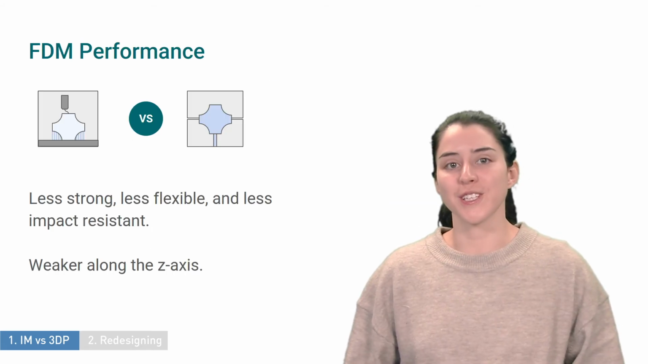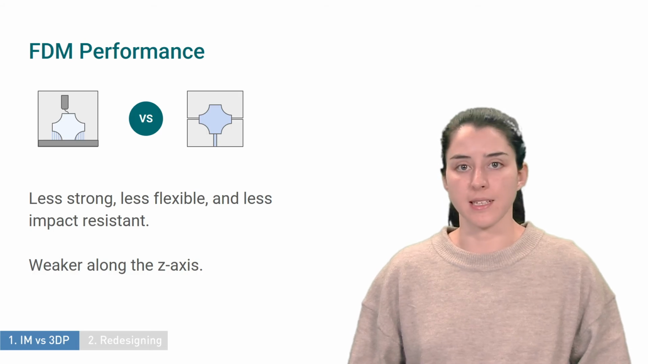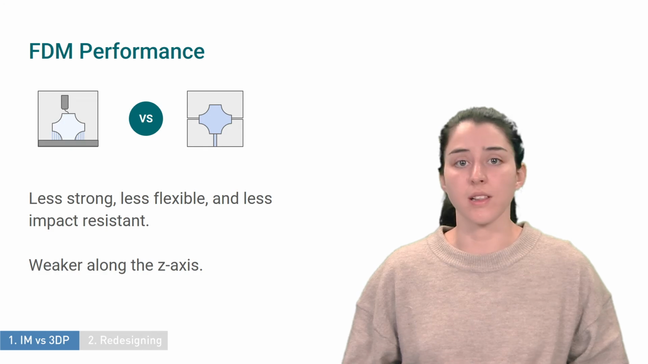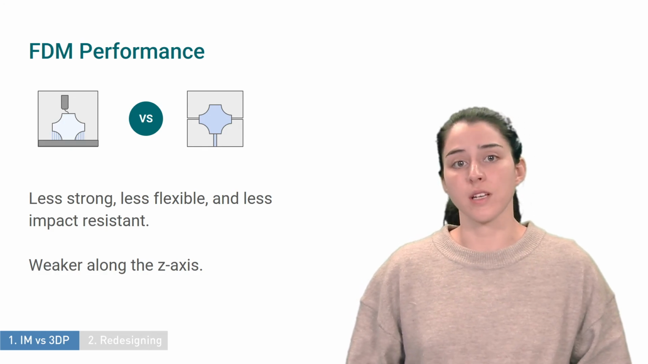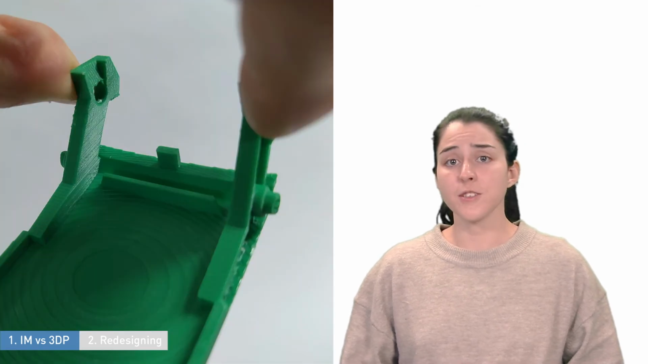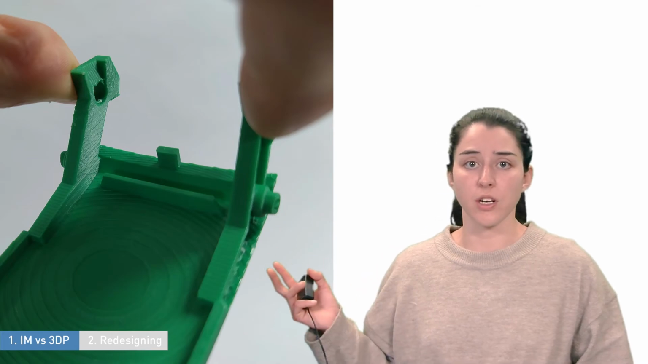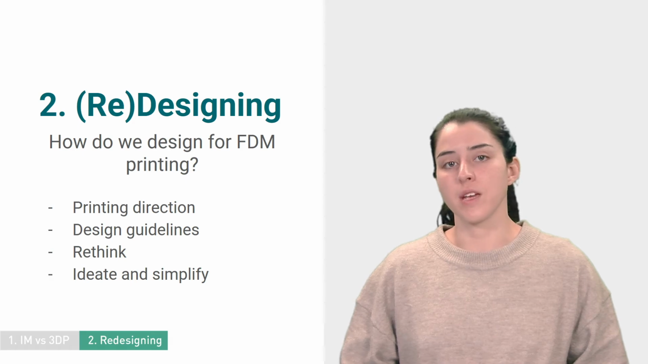The difference in structure is the main reason why injection molded parts and 3D printed parts perform differently. Even if parts are made from the same material, 3D printed parts are less strong, less flexible, and less impact resistant. With high forces across layers, the layers can be pulled apart from each other. This makes parts especially weaker along the set axis, as you can see in this picture on the arms of this part.